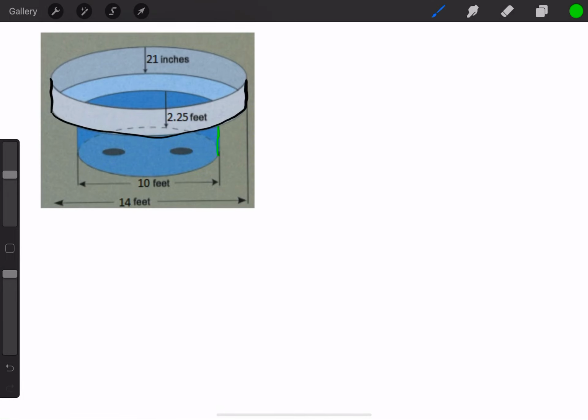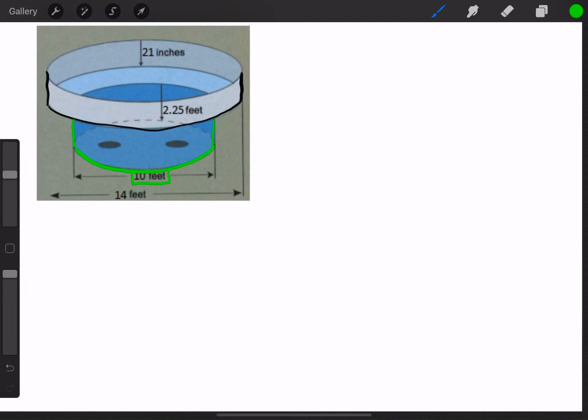I want to point out something about the dimensioning here, just so we're all clear. This 10 feet number is the diameter of the smaller cylinder, and the 14 feet here really is this whole distance across from here to here. That's sort of our other diameter, this 14 feet.